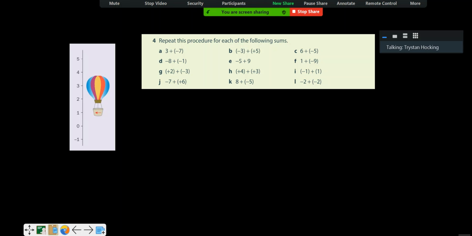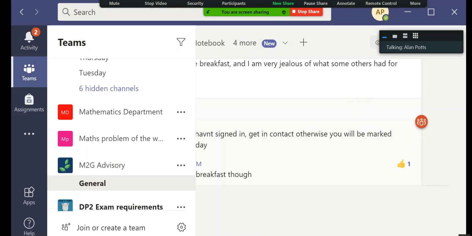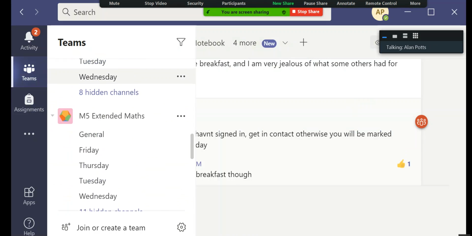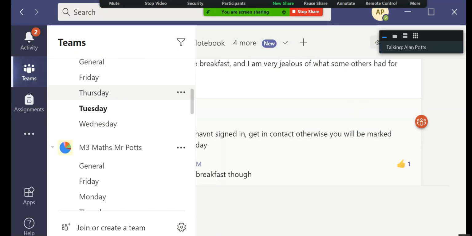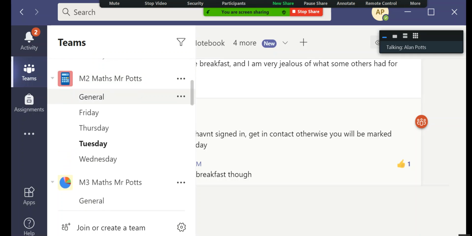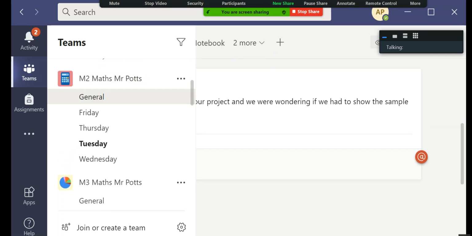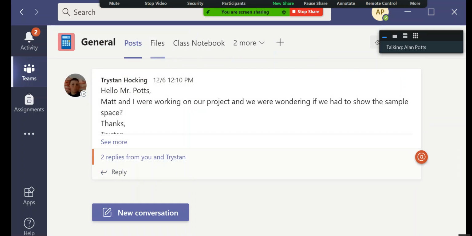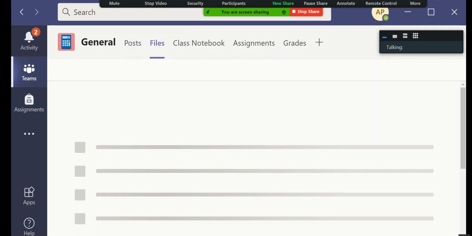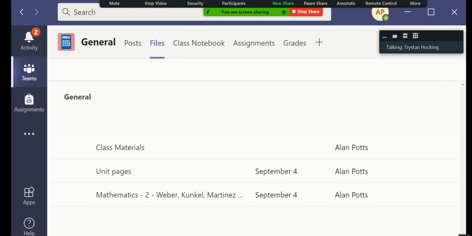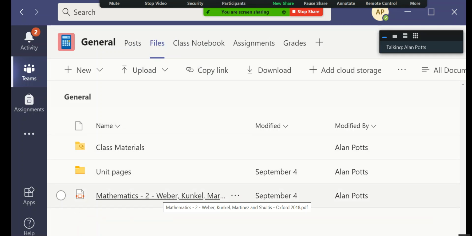Yeah? I do not have my textbook, so is there a way I can? Yeah, you can. On Teams, if I show you now, if you go to M2 General and then click on Files, you'll see it's there. Look, this one. For anyone that doesn't have the book, it's there.